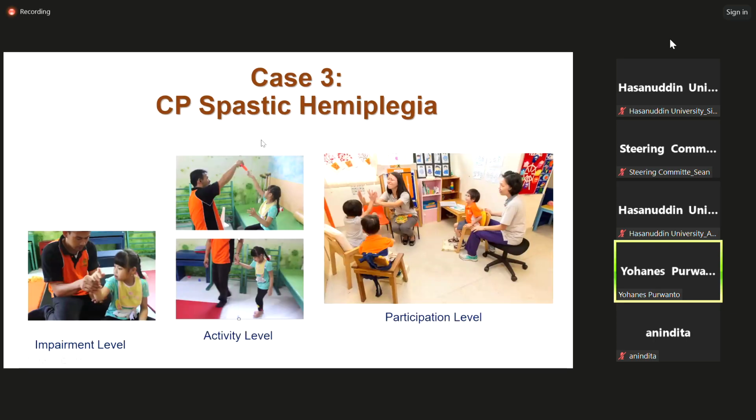Case number 3 is cerebral palsy spastic hemiplegia. Here we can see the problem is more on the right side. We train both sides with bimanual training, from the right side and the left side, to make a more symmetric posture, and train at the activity level like standing and walking exercise in a more symmetric posture. And then at the participation level, we collaborate with the special teacher to do sitting, standing, and walking in a more symmetric posture with bimanual training.